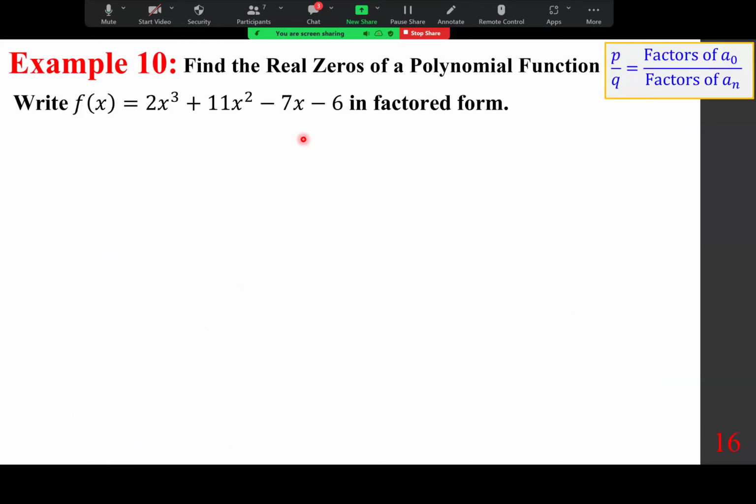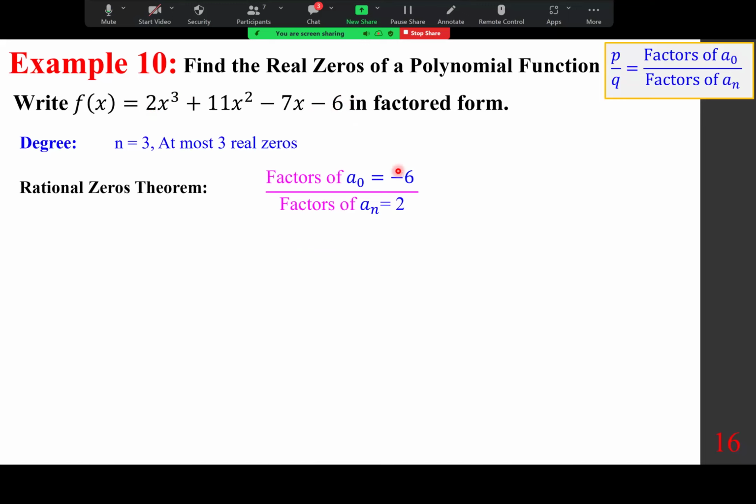Find the real zeros of polynomial functions. Write f of x equals 2x cubed plus 11x squared minus 7x minus 6 in factored form. Well, rational zero theorem. Okay, the degree is of course 3, and the maximum number of zeros would be 3. The rational zero theorem says factors of a sub 0, that means factors of -6, over factors of 2.